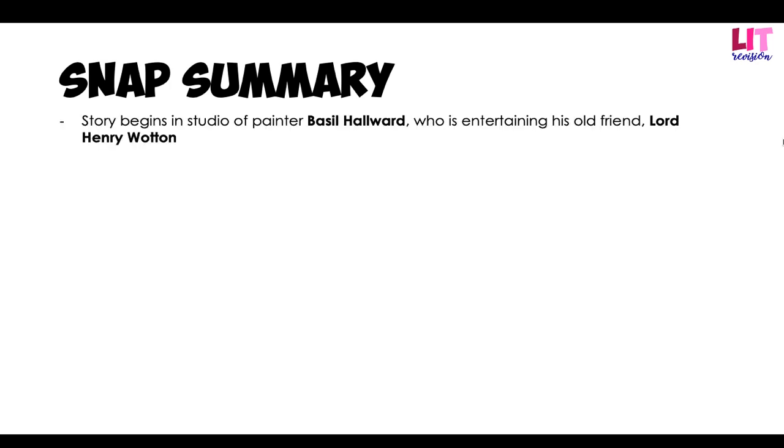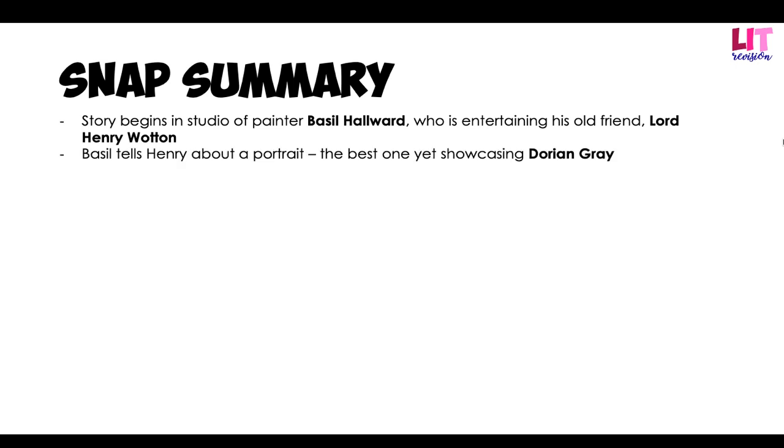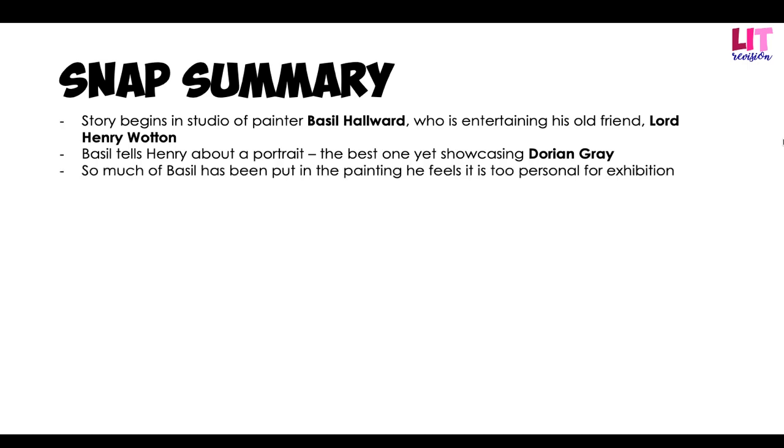Now for the snap summary of the text. The story begins in the studio of painter Basil Hallward, who is entertaining his old friend, the relentlessly philosophical Lord Henry Wotton. Basil confides to Henry that he is working on a portrait, the finest he has ever done, depicting a beautiful youth, Dorian Gray, who has had an extraordinary influence on him. The influence is so great, in fact, that he refuses to exhibit the picture for fear of the secret passion it reveals.